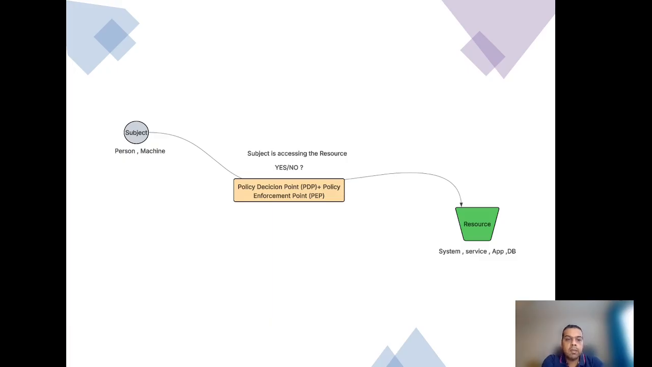So particularly, a subject, a person or a machine, if that machine or identity wants to access a resource, like a system or an application or a database, it goes through the policy. Within the policy you have many things, like PAP, where you can define the rules, PDP, which evaluates all those rules, and PEP, which actually enforces the decision made by the PDP. So this is the high level flow from subject to resource, and in between lies the policy.